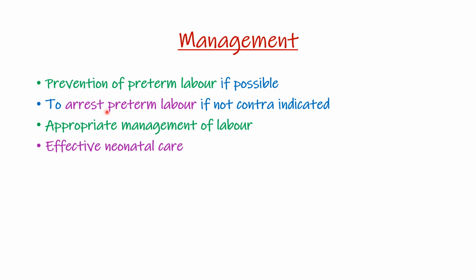The next thing is to arrest the preterm labor if possible and if it's not contraindicated. When you arrest is when the preterm labor has already started, so you arrest it so that it cannot progress. And then appropriate management of labor. This is where you cannot arrest the preterm labor and it has to continue with its natural course. So this is appropriate management of the labor and effective neonatal care, where labor has occurred and you already have the neonate who is premature. So you have to do effective neonatal care.